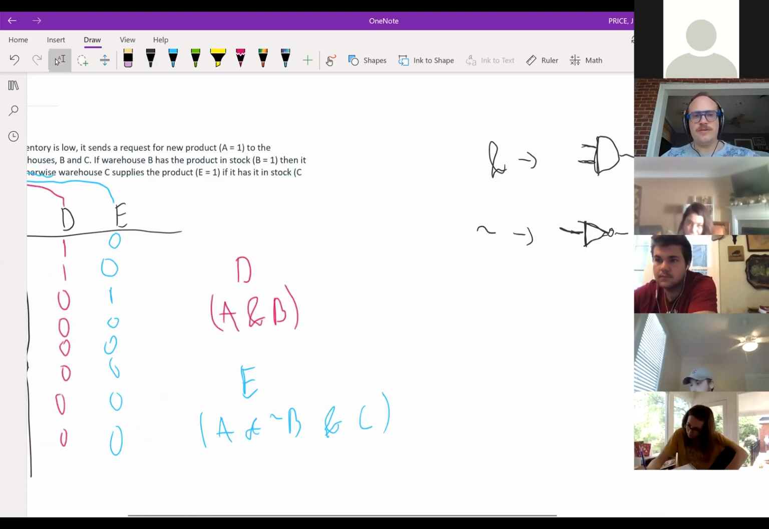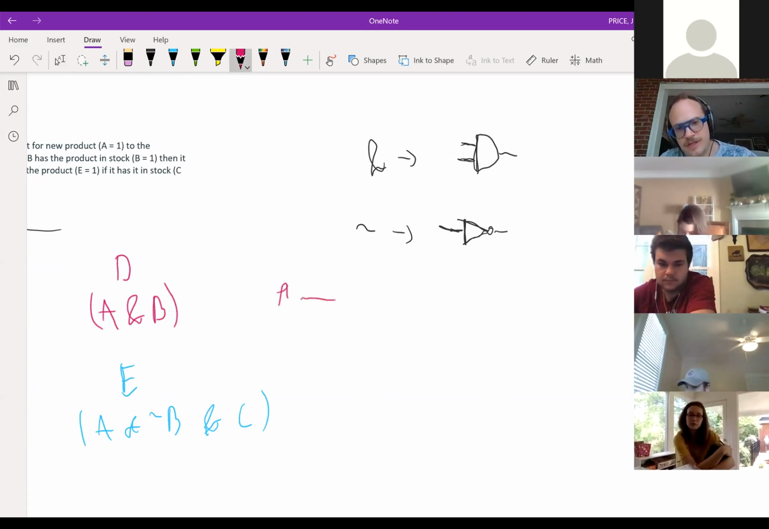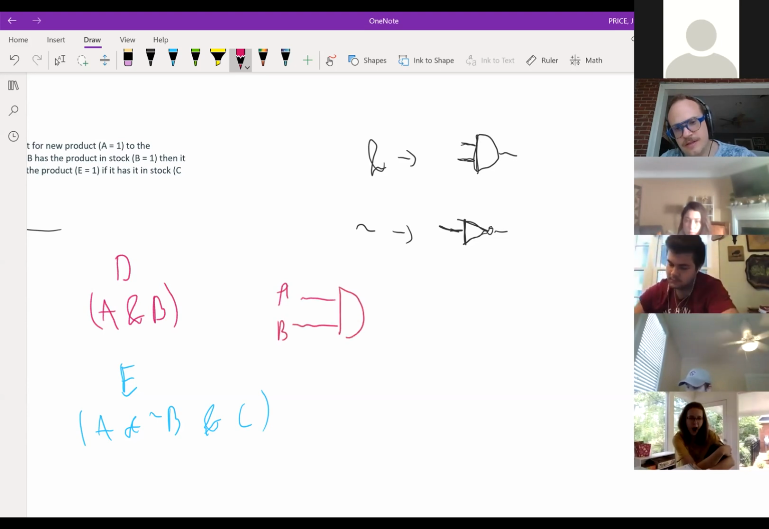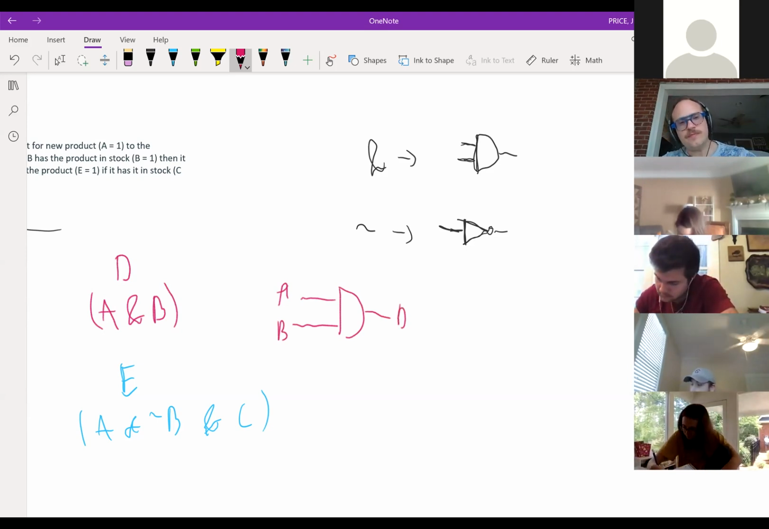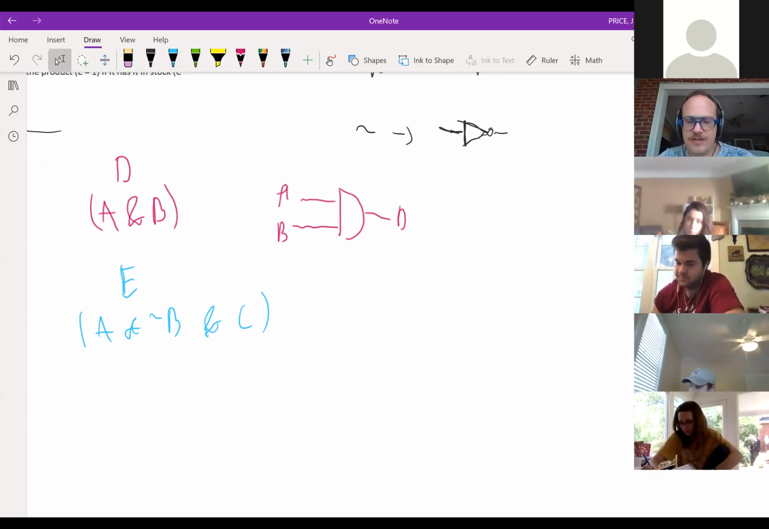So to build these circuits, for output D, it's simply a matter of connecting inputs A and B to an AND gate that outputs to D. For this other circuit, it's a little more complex. So it doesn't matter what order you put these AND gates in, but the number of AND gates should be the same as the number of conjunctions here.